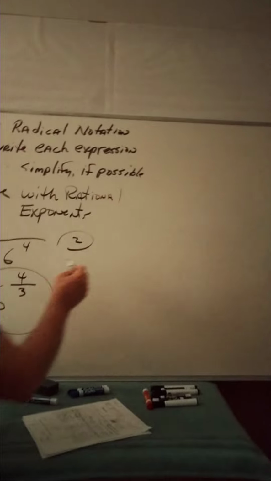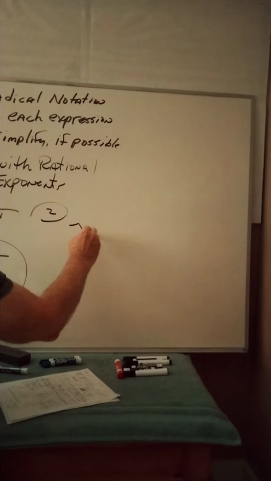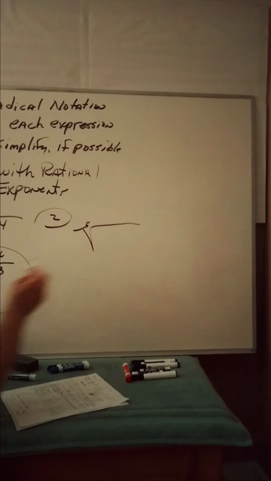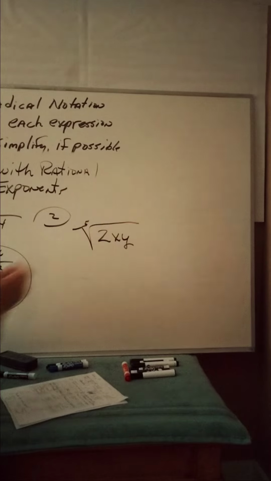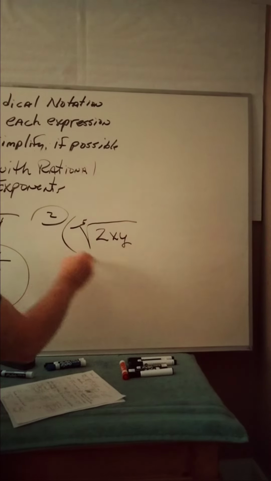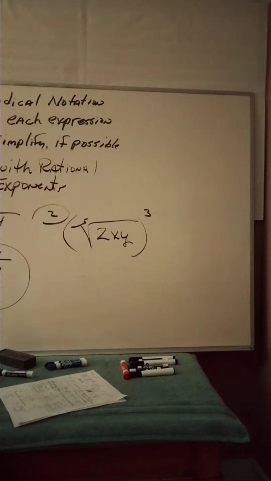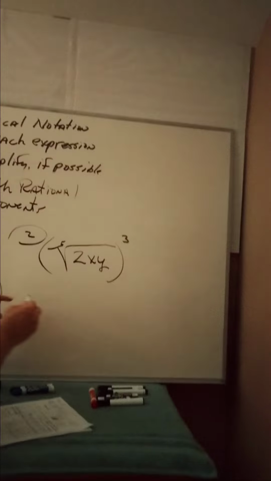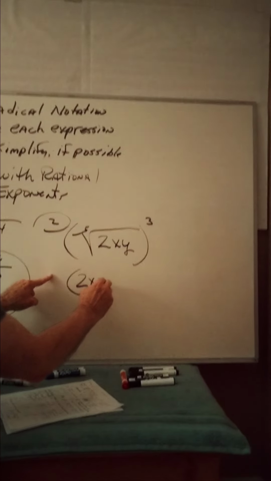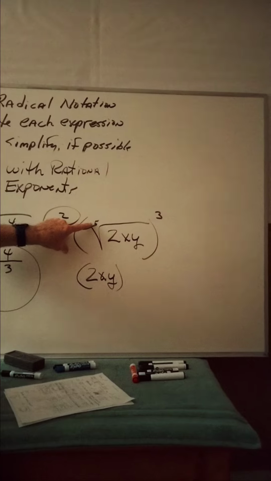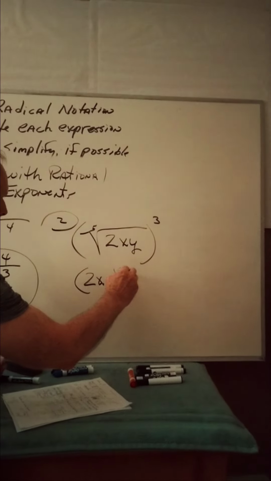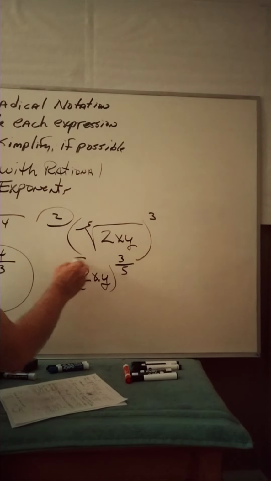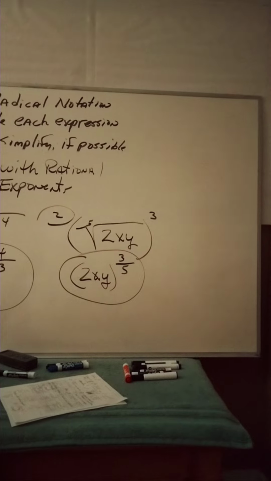Number 2. Say that we have this. The 5th root of 2xy, and it is being taken to the 3rd. Just writing it in that way. The radicand becomes your base. The index becomes the denominator, and the exponent is the numerator, and we have it expressed in that way.